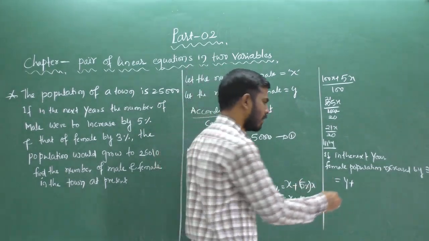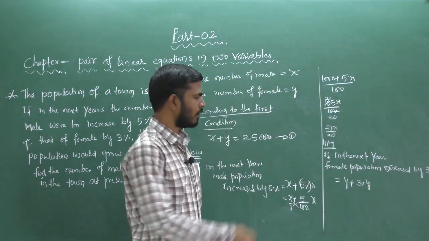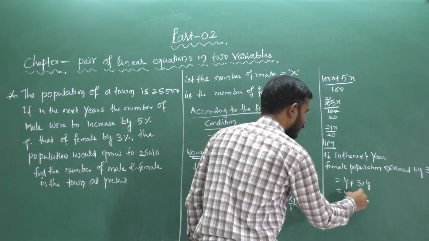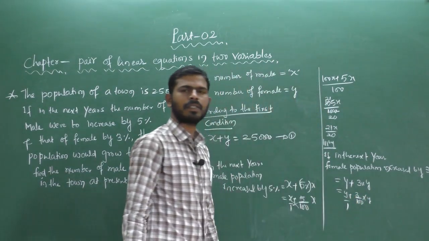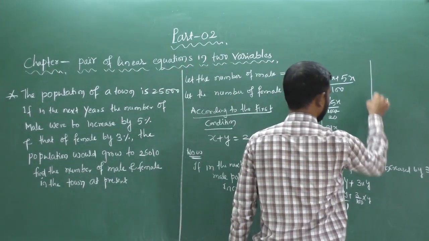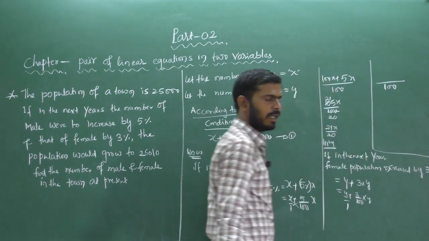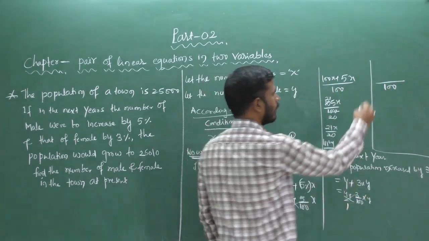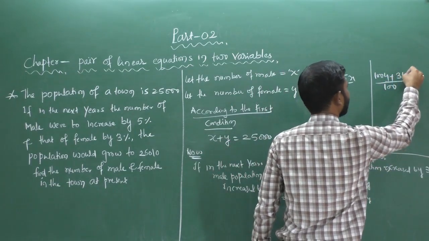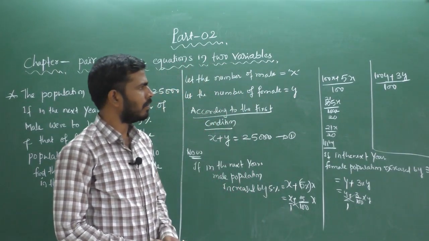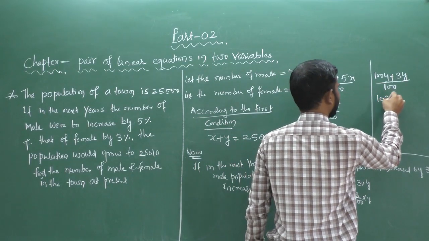Increased means you have to add. How much you have to add? 3% of y. Now you have to simplify, means we get y plus 3% can write 3 divided by 100 into y. Next you have to take here LCM. LCM is 100 into 1, 100 cross multiplication, 100y plus 3 into y, 3y. Now we have to add 100y plus 3y, that is 103.